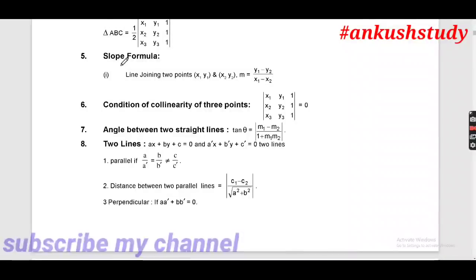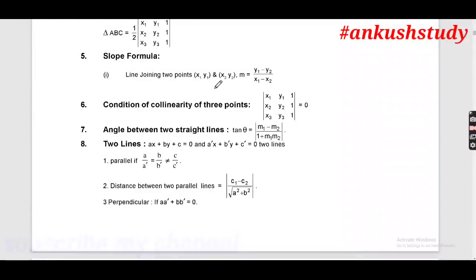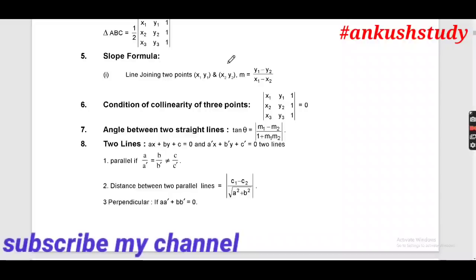And this is the slope formula: for the line joining two points (x1, y1) and (x2, y2), m is equal to (y1 minus y2) upon (x1 minus x2). So this is the slope formula. For finding the equation you will need the slope.